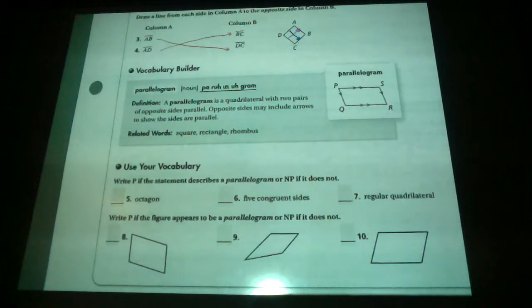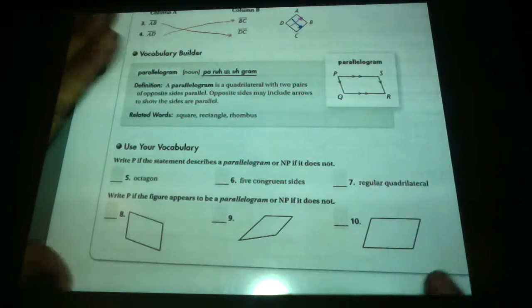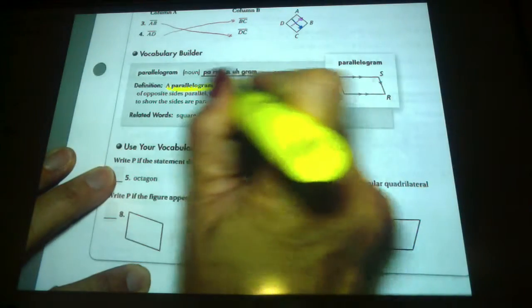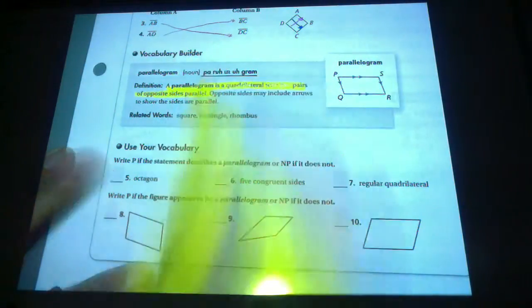So this entire section is proving that a quadrilateral is a parallelogram. So we're still working with all the parallelogram characteristics and the definition that we had in 6-2. But now you have to prove that what you're given is a parallelogram. So let's look at our definition of the parallelogram again. This is your formal definition. A parallelogram is a quadrilateral with two pairs of opposite sides parallel. And so that's what we stated the other day.